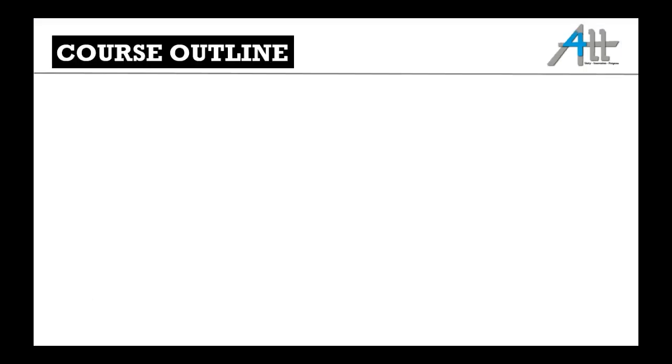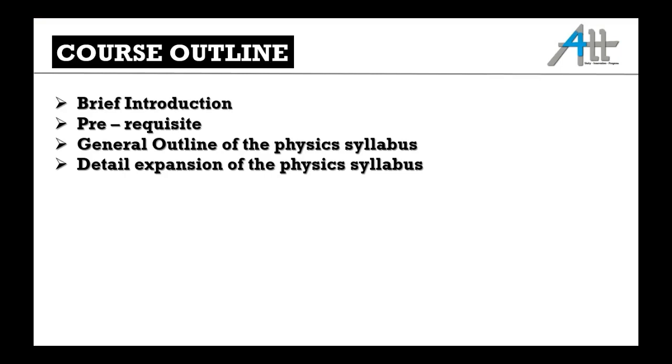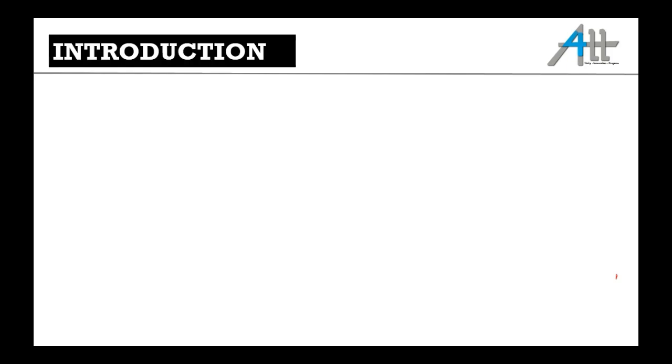So here we have our course outline, which is going to follow this particular pattern. We have a brief introduction, what we call prerequisites, a general outline of the physics syllabus, and a detailed expansion of the physics syllabus. So with our first part, we're going to look at a brief introduction.